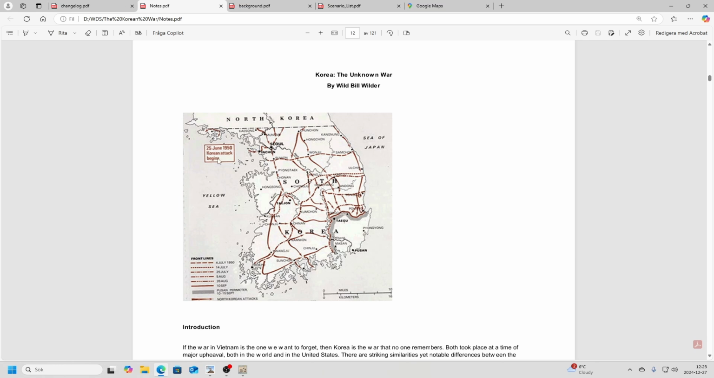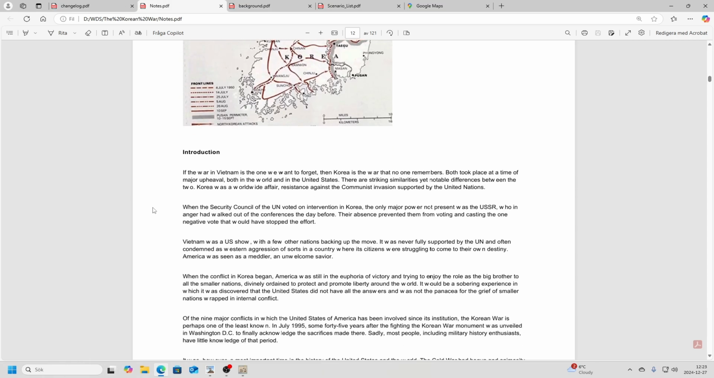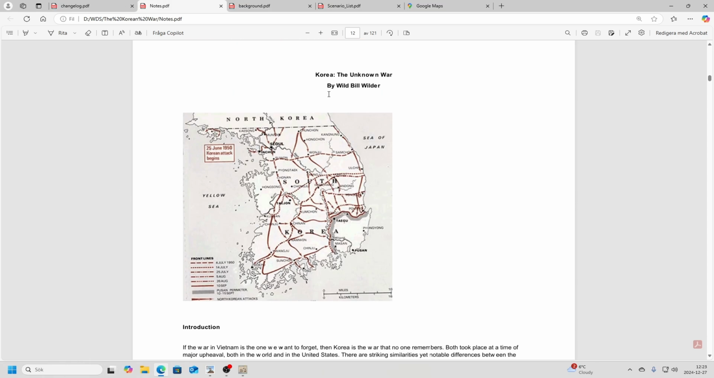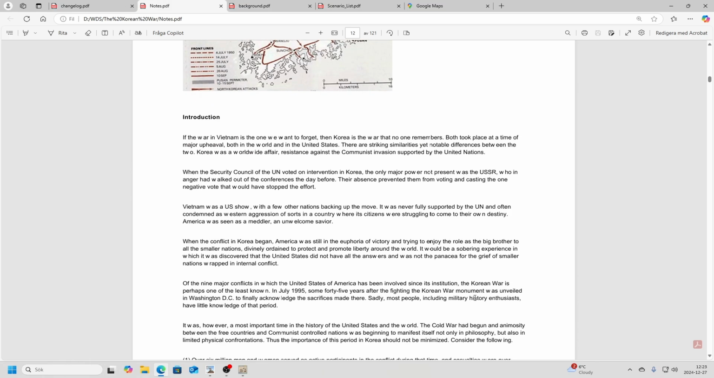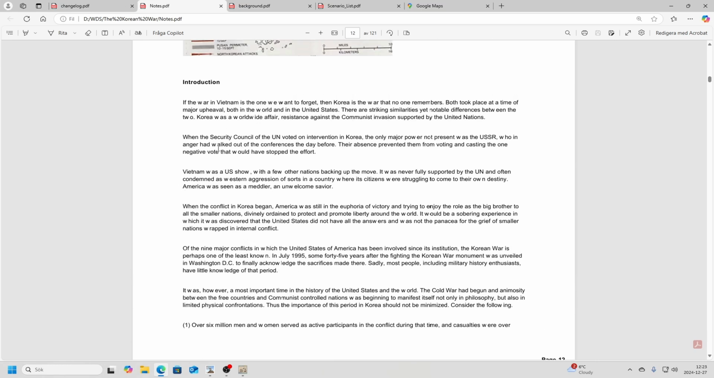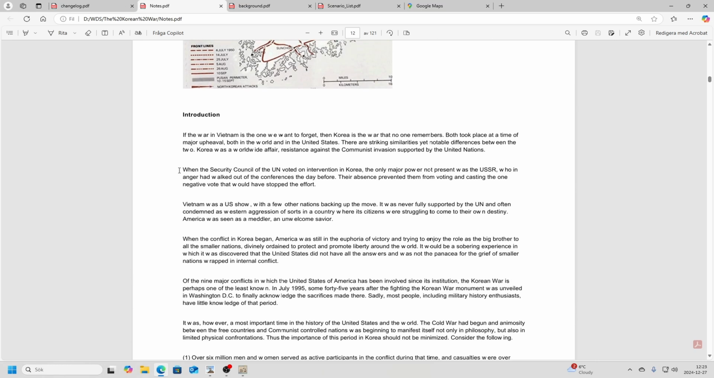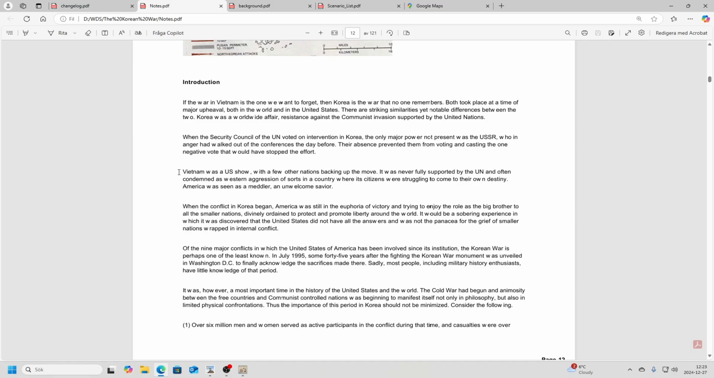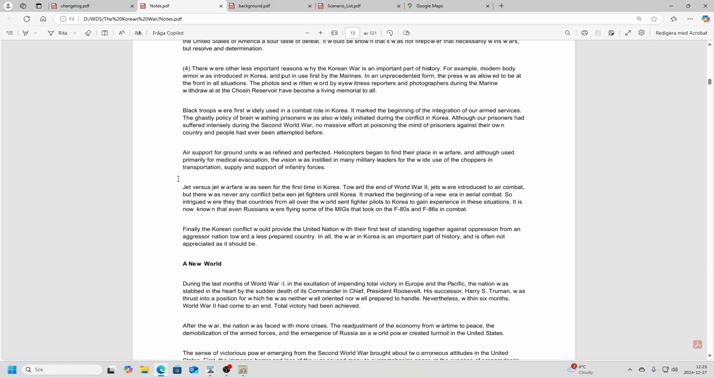So on the 25th of June, 1950, the North Koreans' attack begins. So this is the 38th parallel, and this is how they actually progressed. We're going to go over that, but this article here by Wild Bill Wilder basically tells you the whole story of the conflict, what happened, and what actually led up to the conflict.